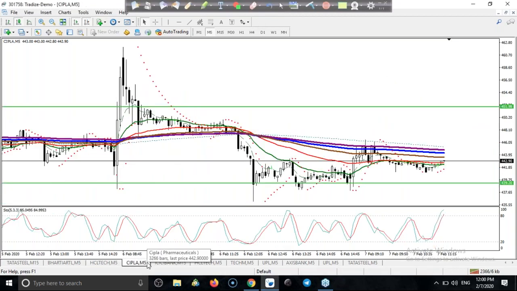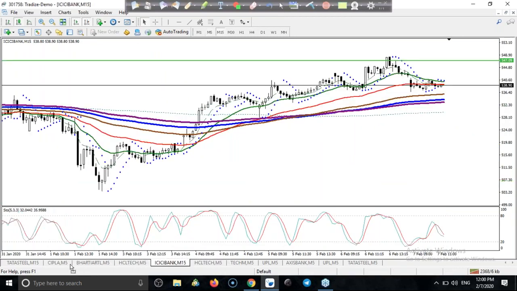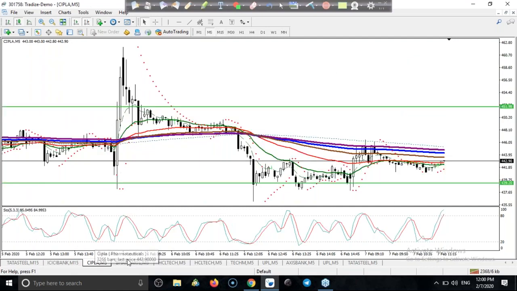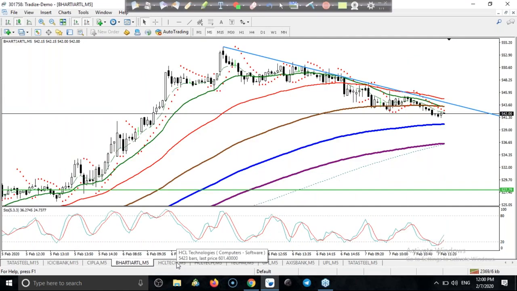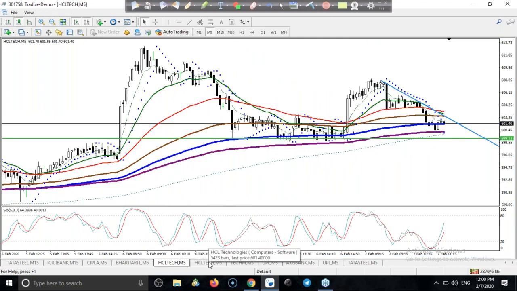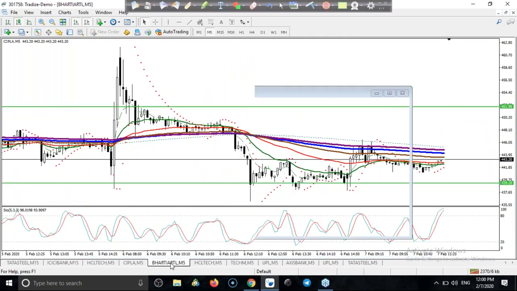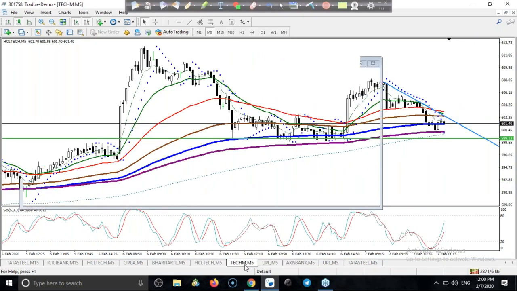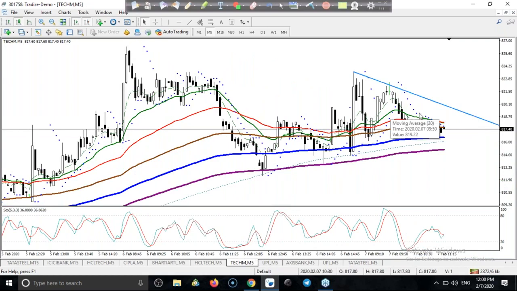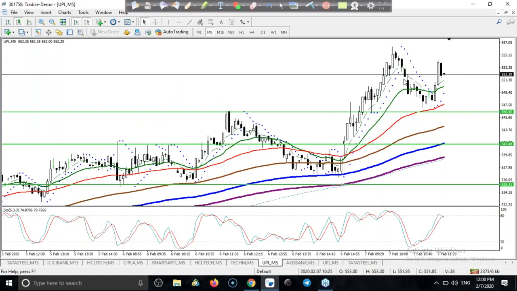Now Cipla, I think there is no buy opportunity. ICICI, I have never seen any buy opportunity. Now Bharti Airtel, we are looking for a buy, and HCL, two stocks already. Tech Mahindra, we are looking for a buy, but Tech Mahindra is a little farther from that area. And UPL, have you seen it? Exactly, you can see here there was a buy opportunity.